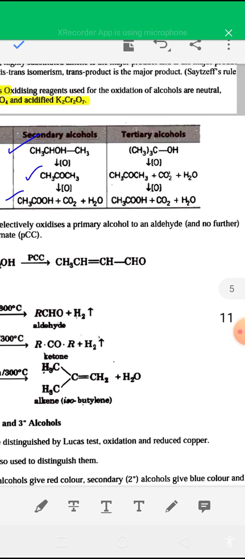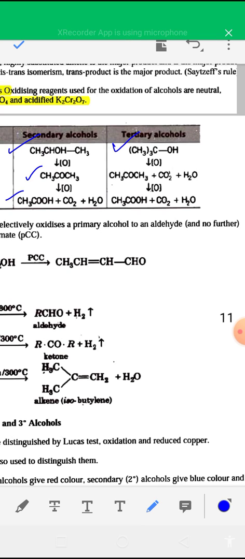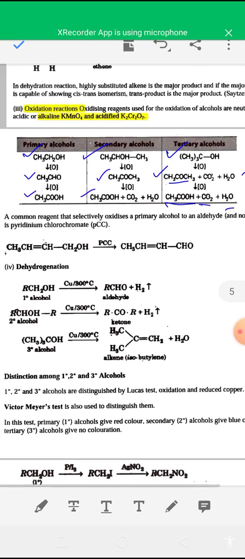And tertiary alcohol, that is R3COH, that is (CH3)3COH, on oxidation gives ketone, carbon dioxide and water. The initially produced ketone, on further oxidation, gives acid, carbon dioxide and water. So these are general oxidation methods.